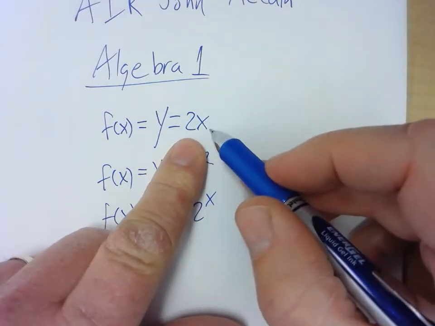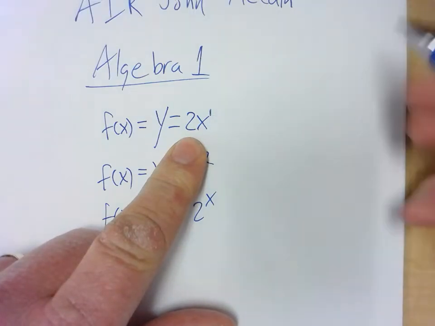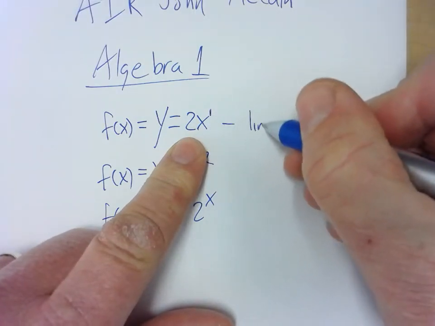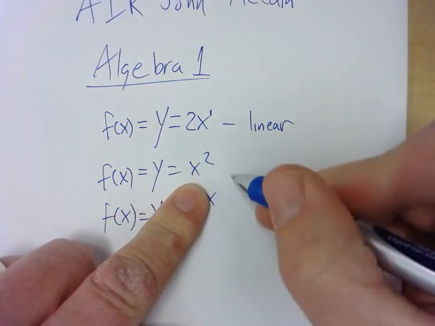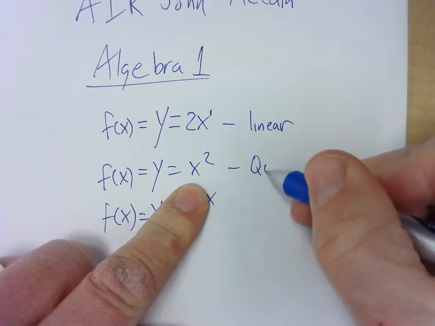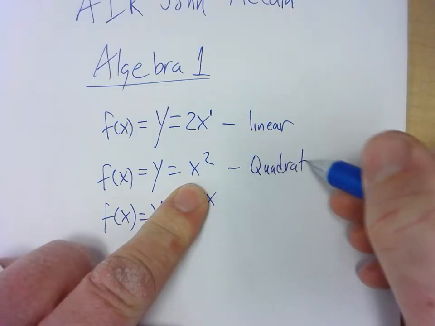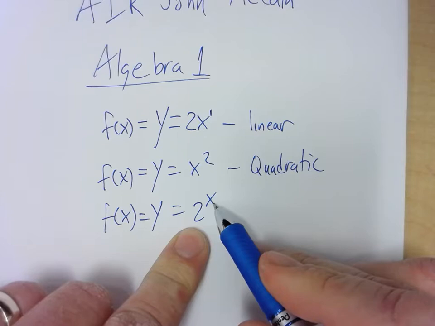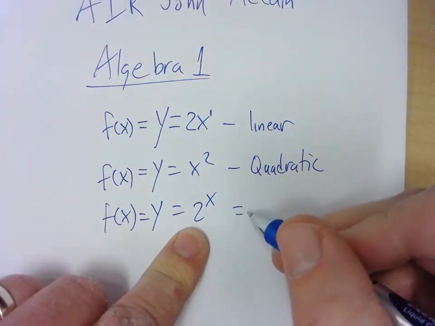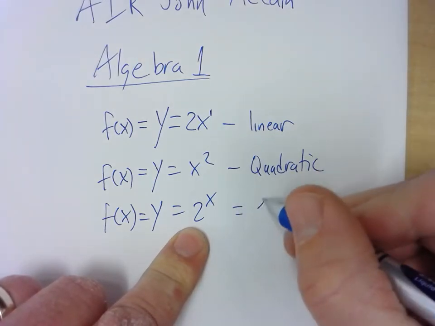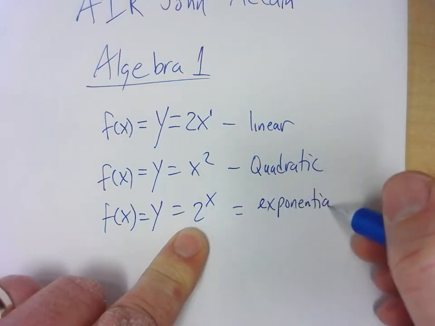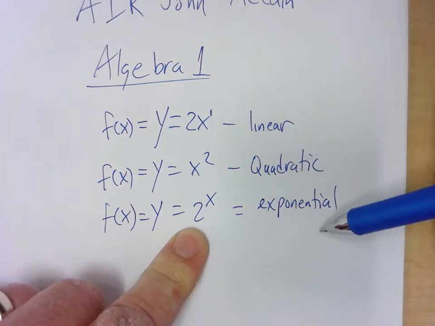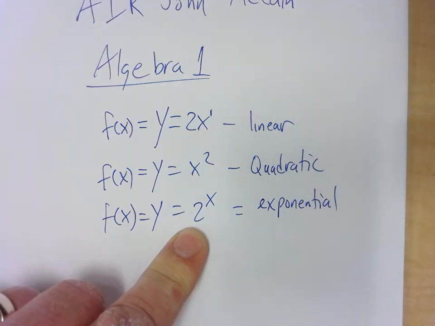When we have 2x, the exponent is 1. So we call this a linear equation. I mean, the graph makes a line. When we have x squared, we call this a quadratic equation. And when the exponent is missing, I mean the variable is in the exponent, we call this an exponential equation. So we have linear, quadratic, and exponential, and they want you to understand the difference between these three.